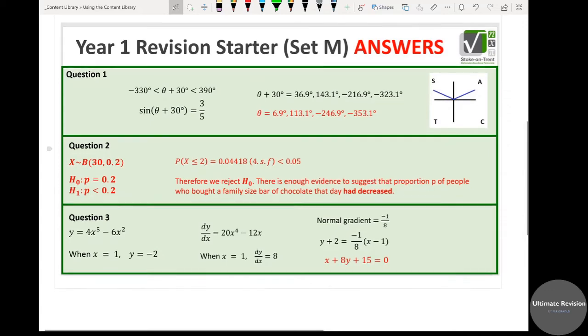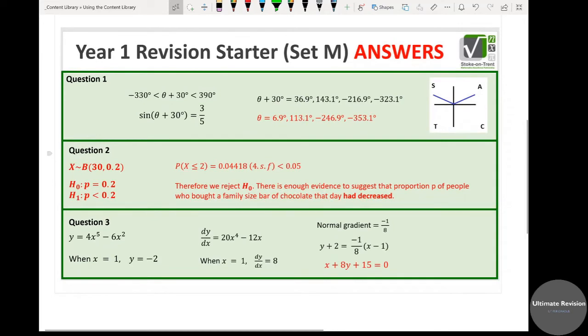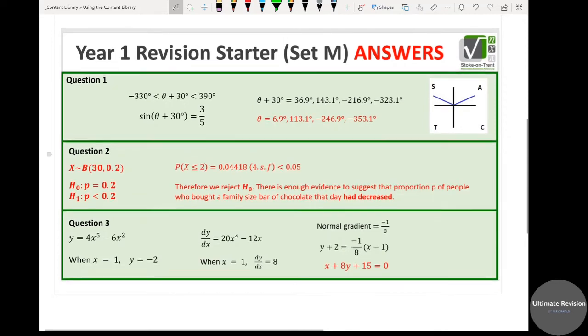And then the last one, we needed to differentiate it, work out the gradient of the tangent, and then work out the gradient of the normal and plug it in. So just give yourself a bit of time to mark that. Do feel free to pause the video if you need to. Okay.